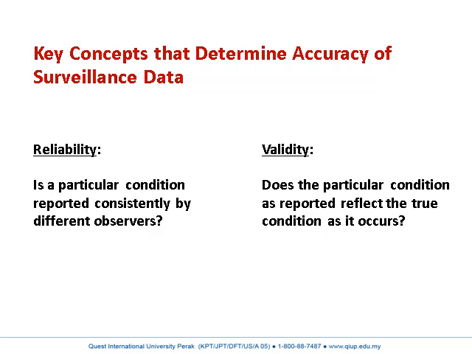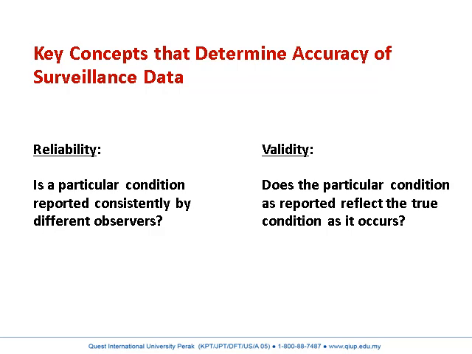Key concepts that determine accuracy of surveillance data: there are two concepts, reliability and validity. Reliability means, when one disease or one condition is reported, we check whether it is reported only at one site or from multiple sites. Is a particular condition reported consistently by different observers? That shows the reliability of the surveillance data.